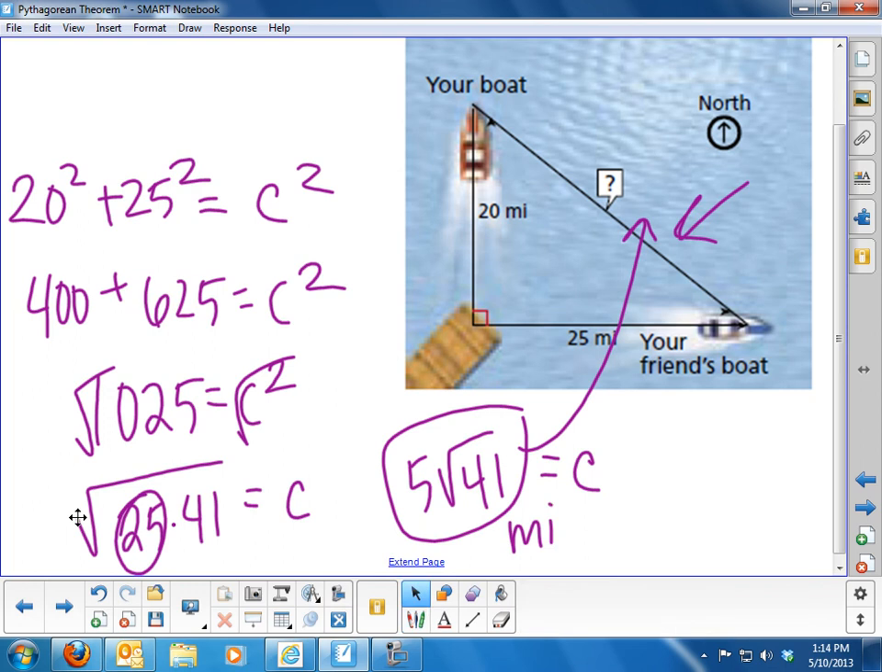All right, so that's what our lesson is for today: taking the Pythagorean theorem, using it, and then at the end, instead of getting a decimal, simplifying it and leaving our answer in radical form.